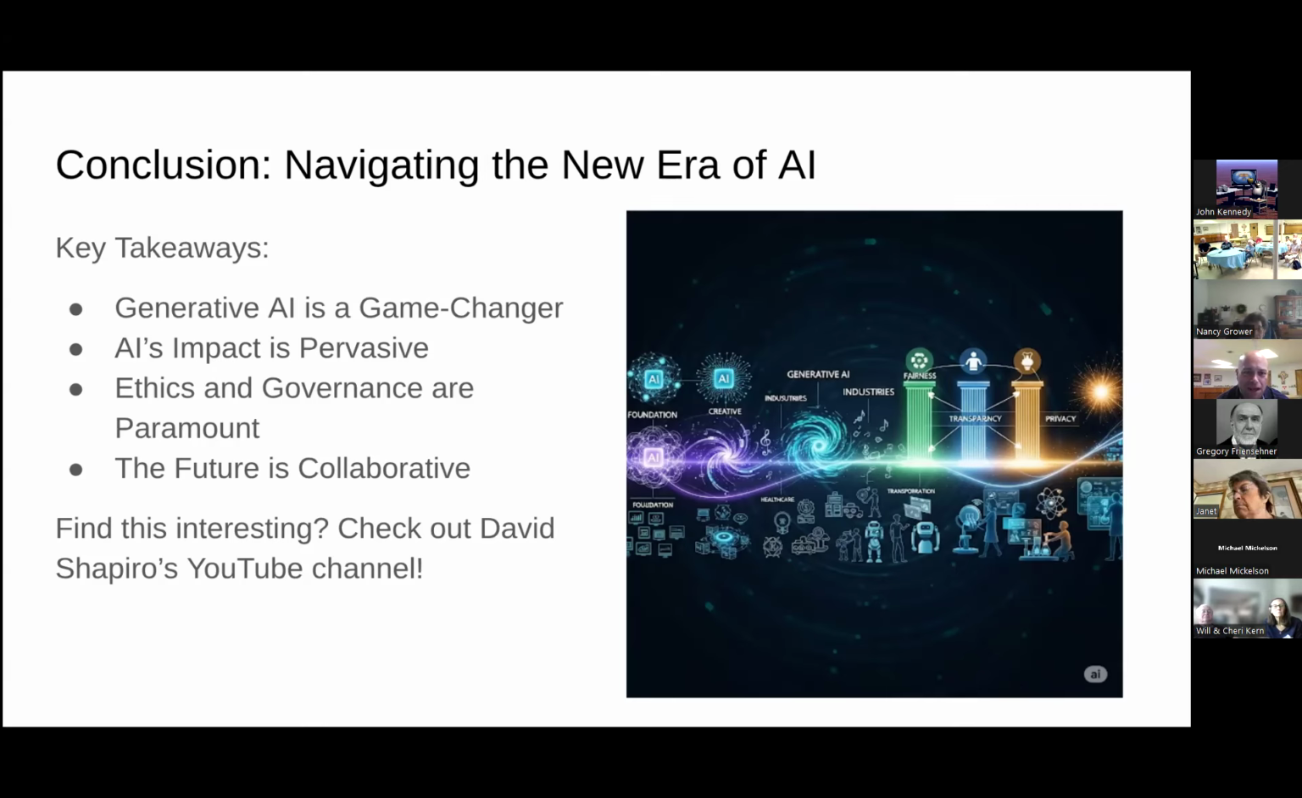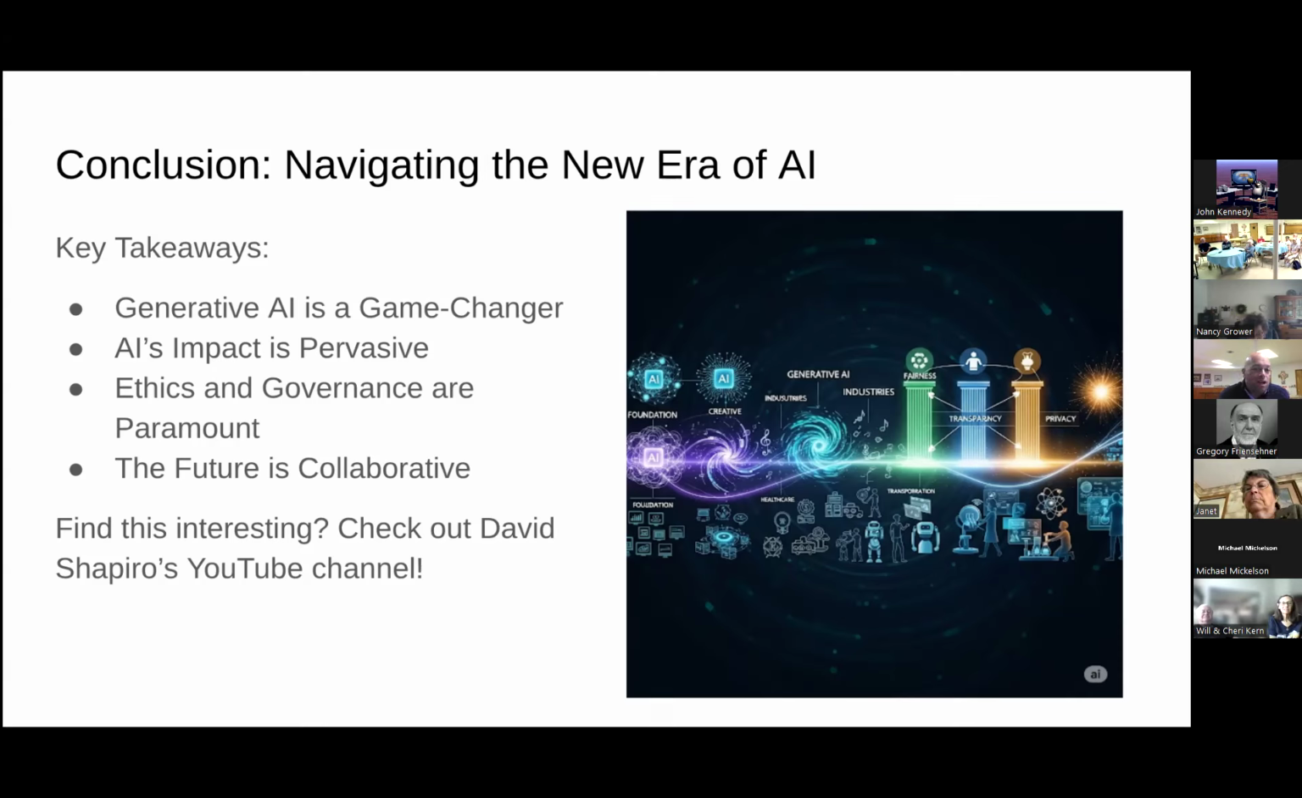Ethics and governance of AI are paramount. As AI's power grows, and it's going to grow, so does the critical need for responsible development, ethical considerations, and robust regulatory frameworks to ensure fairness, transparency, and safety. And then the future is collaborative. The most impactful path forward lies in human machine collaboration, accelerating scientific discovery, and developing increasingly sophisticated autonomous systems.